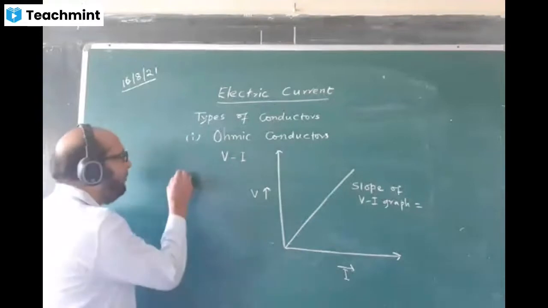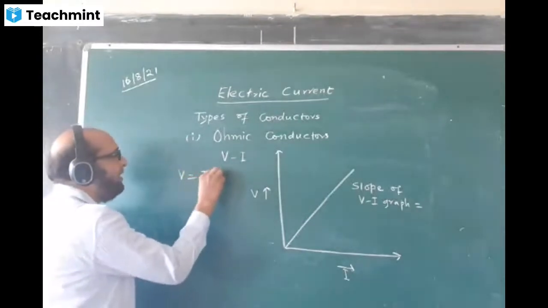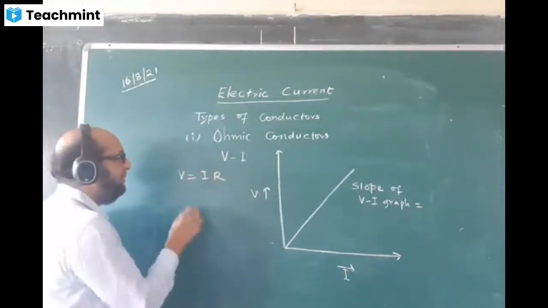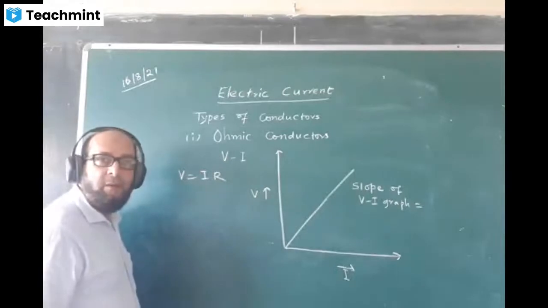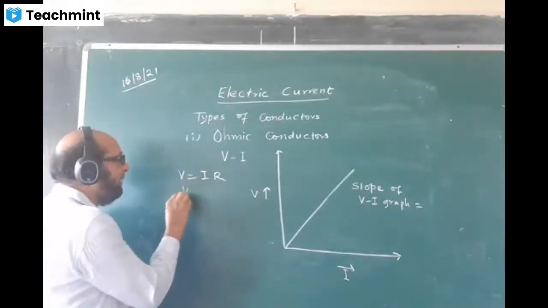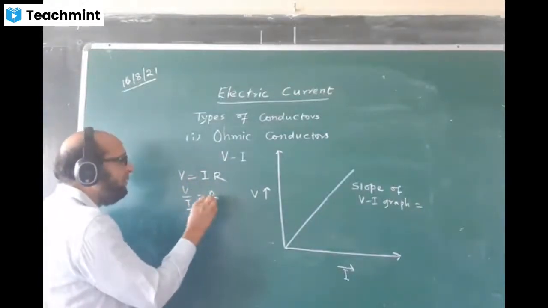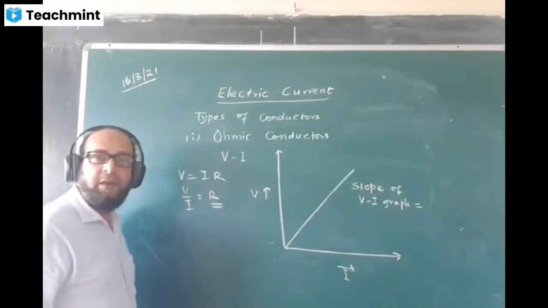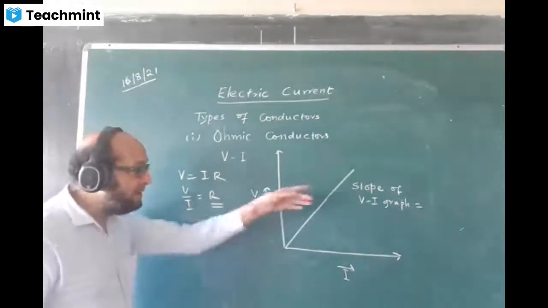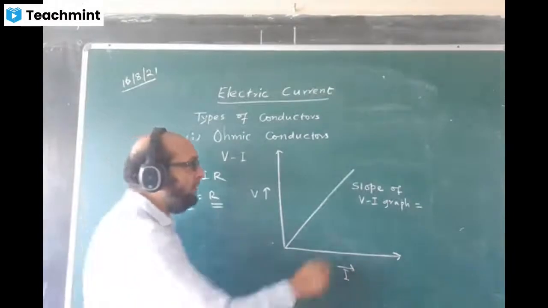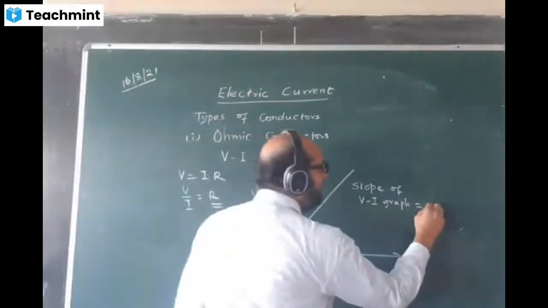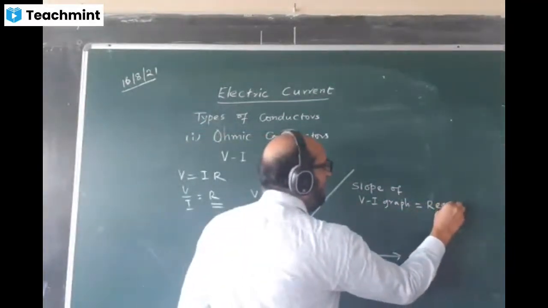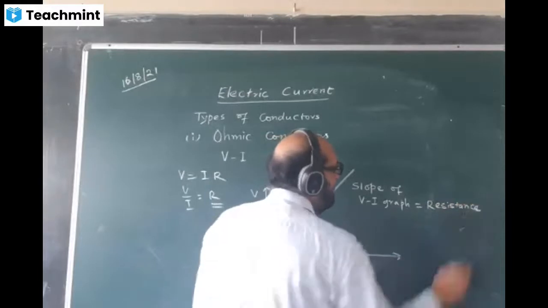You got the formula, Ohm's law gives you the formula V equal to IR. Now V by I, when you divide, what answer are you going to get? Resistance. Slope of VI graph is equal to resistance.